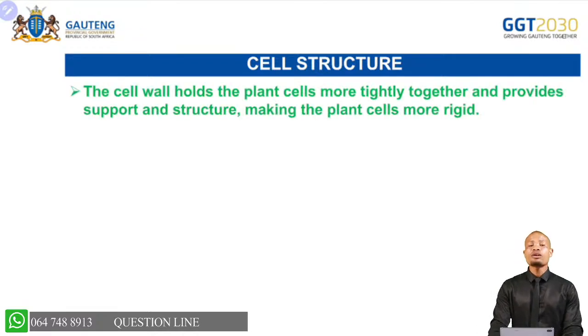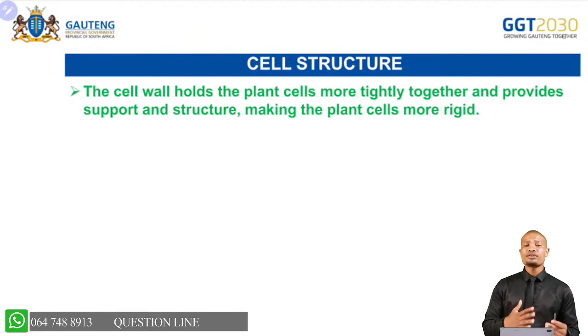Okay, so the cell wall holds the plant cells more tightly together and provides support and structure, making the plant cells more rigid. Plants are not very mobile, so they need a structure to support them. They need something to support their structure because they don't move around a lot and they are fragile. So they need to have this rigid outer layer, which is your cell wall. But why don't we have a cell wall in animal cells? Animals are very mobile creatures. So if they were to have something that was going to make them rigid, it would be difficult for their bones and muscles to facilitate movement.